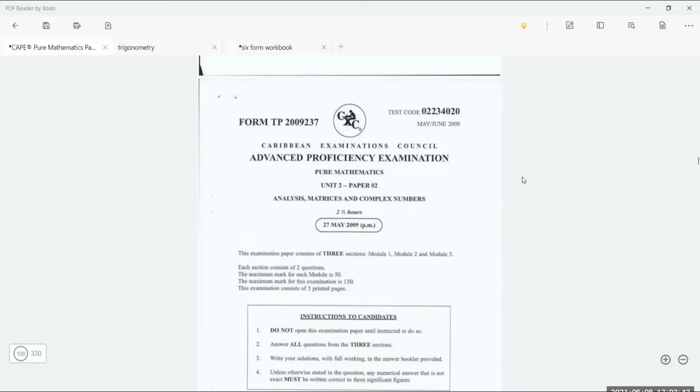All right, so today we're going to be going through the May or June 2009 paper. And of course, you know what Module 1 starts with? Module 1 starts with differentiation, integration, and complex numbers.